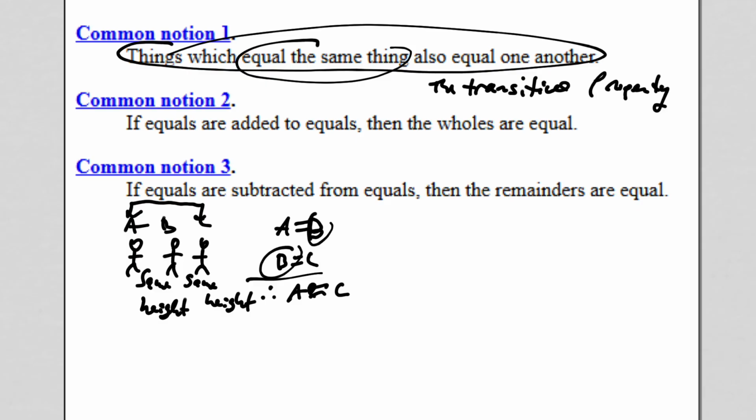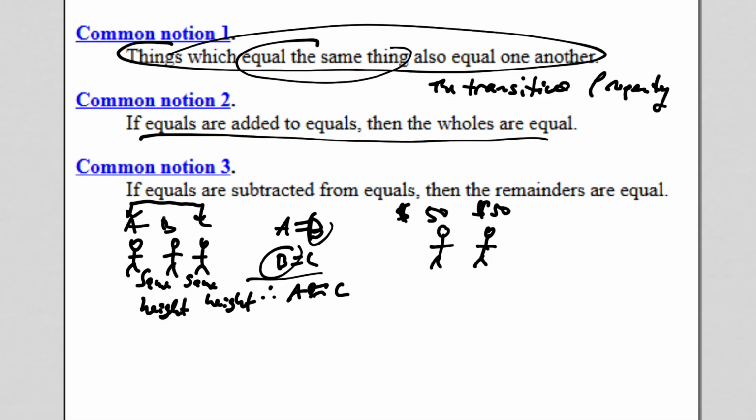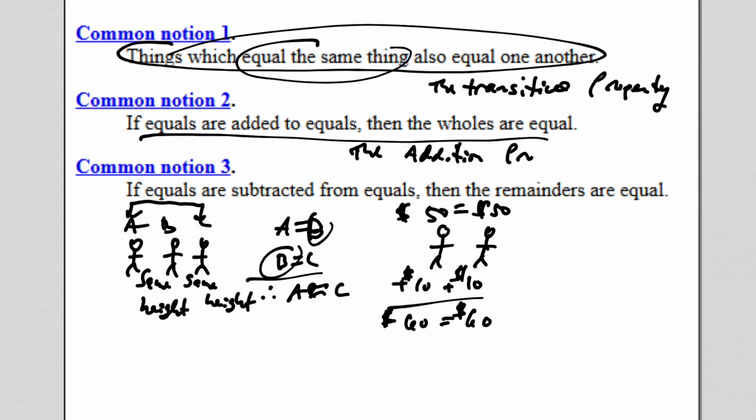Common notion 2 says if equals are added to equals, the wholes are equal. That's like saying here's 2 people, and they both have $50, so they have equal amounts of money to begin with. And then I give them equal amounts of money. And now the amount they have is still equal. So equals added to equals, the wholes are equal. This is going to be called the addition property.